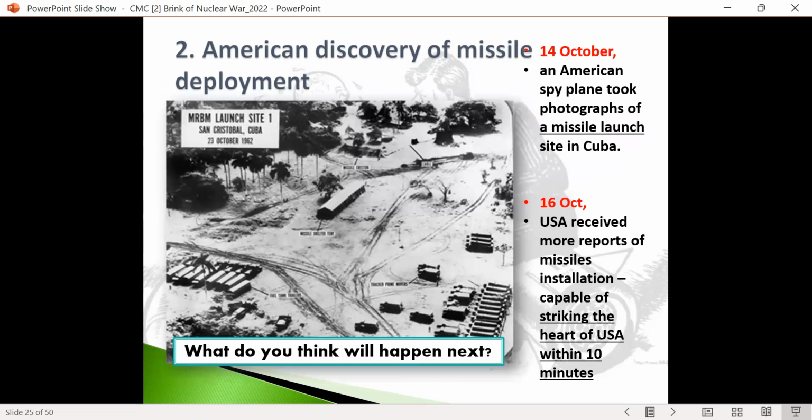Okay, the 13 days has begun. 14 October, an American spy plane took photographs of a missile launch site. And then day one. We count day one from the time the US begins to discuss these plans. So the USA received more reports on missile installation, capable of striking the heart of the USA within 10 minutes. Day one.